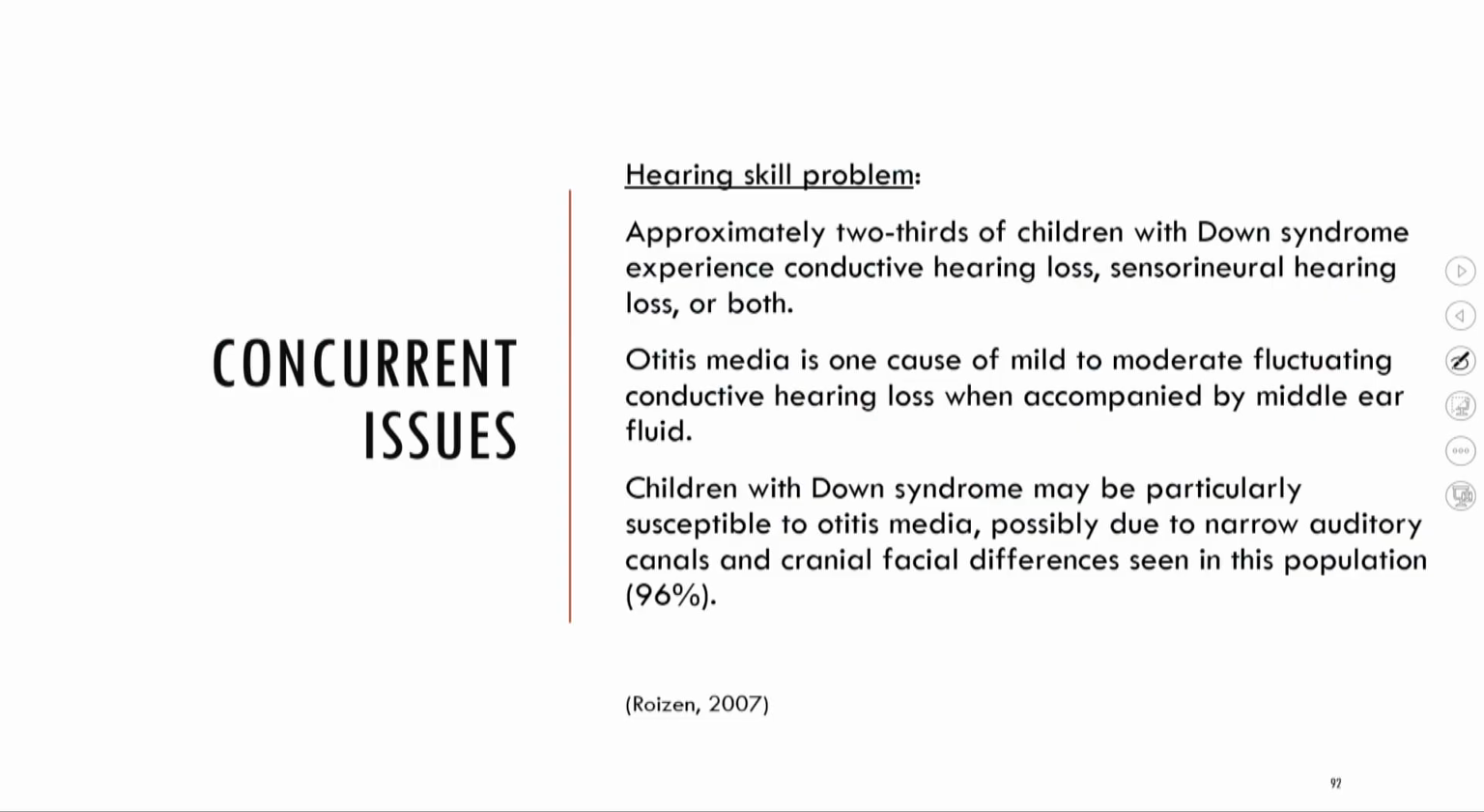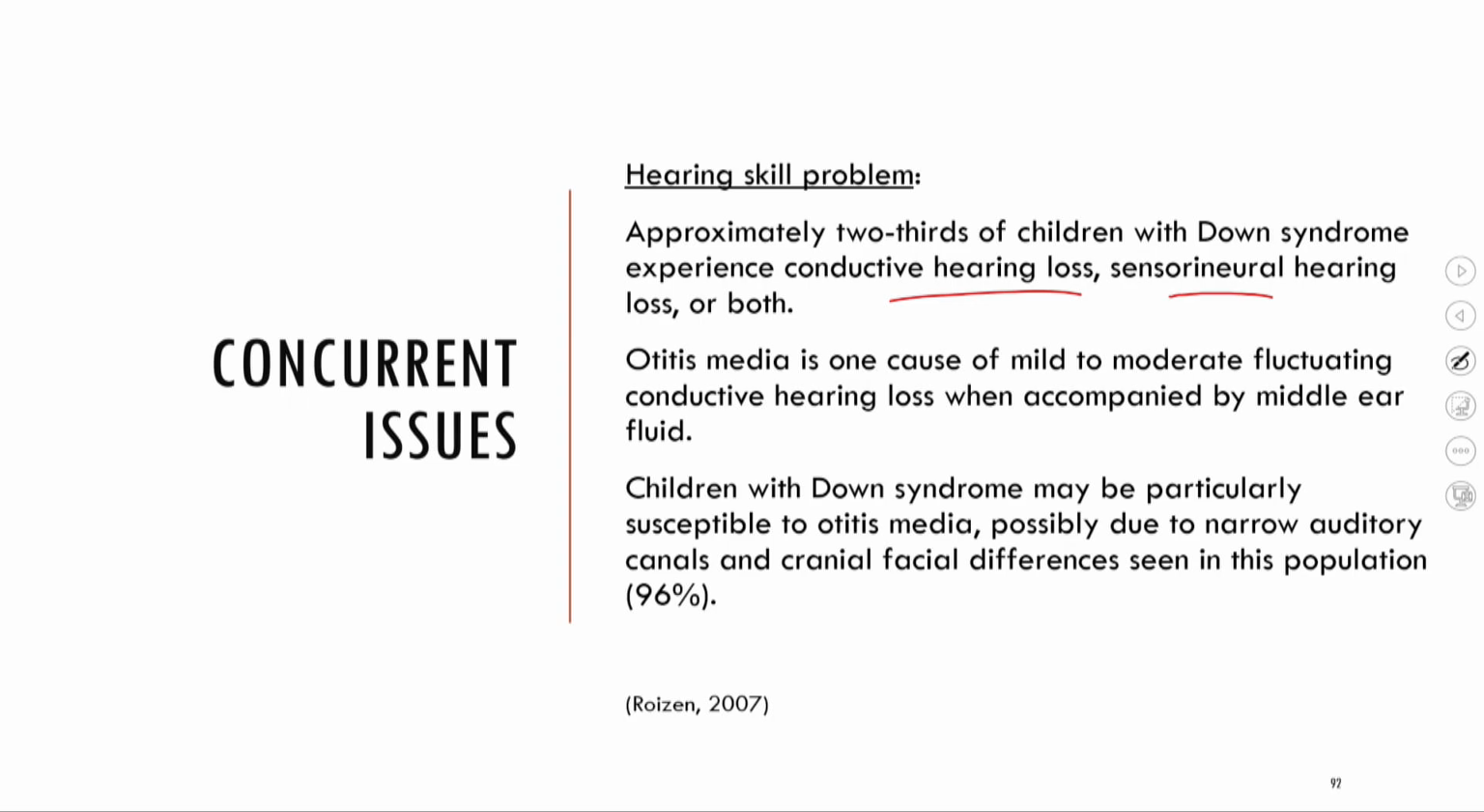Now, though Down syndrome is primarily a genetic issue, there are many problems that you will see concurrently. There will be hearing problems, there will be language related problems and others. So, we will take up one by one. Hearing problems are very common among Down syndrome children. Approximately 2/3 of children with Down syndrome experience conductive hearing loss, sensory neural hearing loss or both. So, hearing loss is quite common with respect to Down syndrome patients.